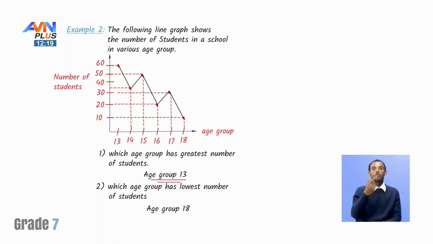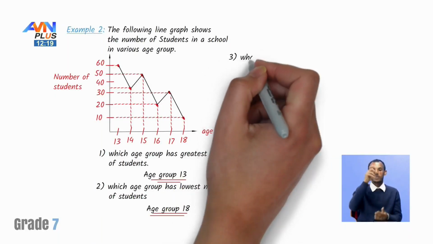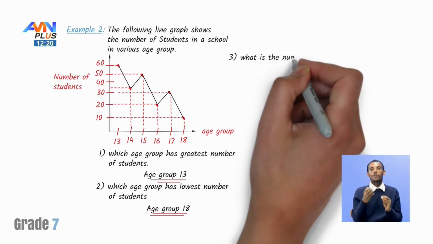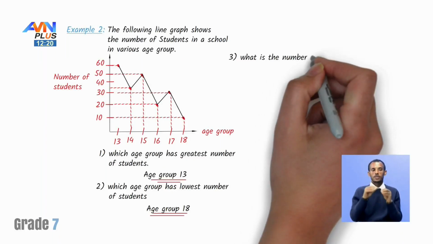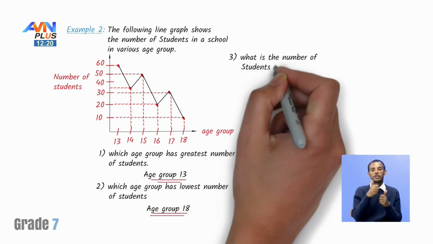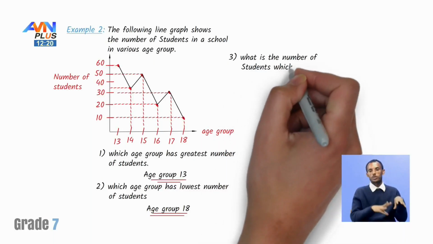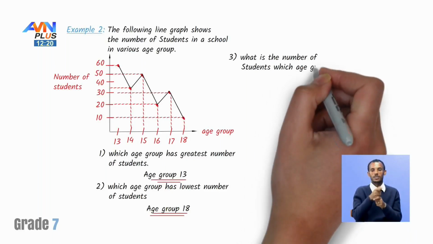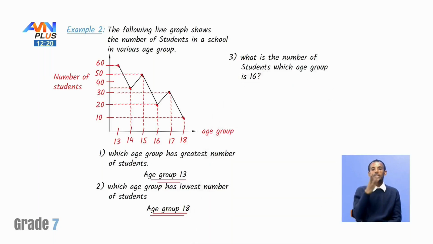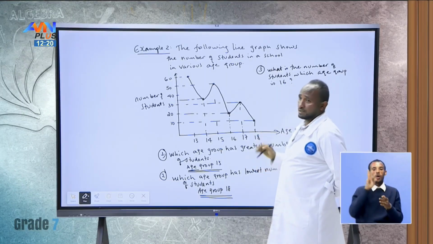Age group 18 has lowest number of students. Okay, now let's just add another question here. What's the number of students whose age group is 16? Please try this question. I'll give you 10 seconds for this.